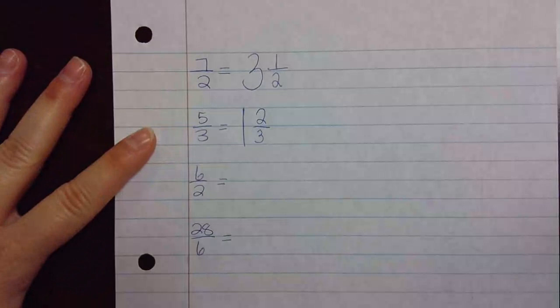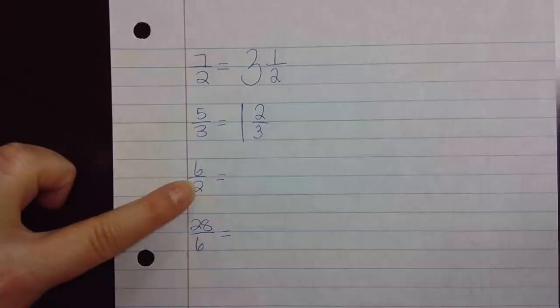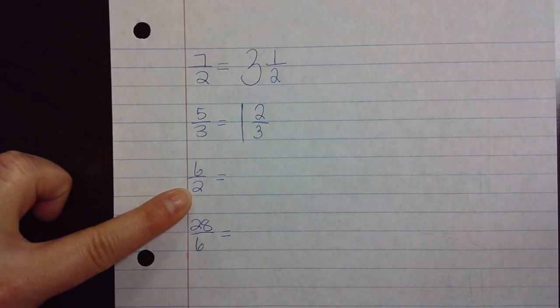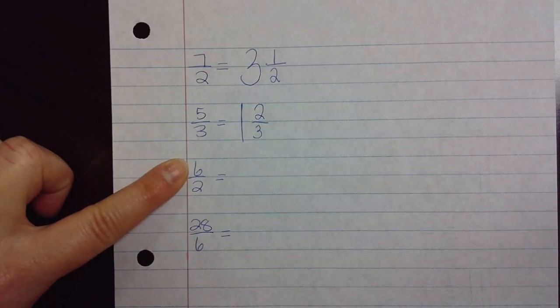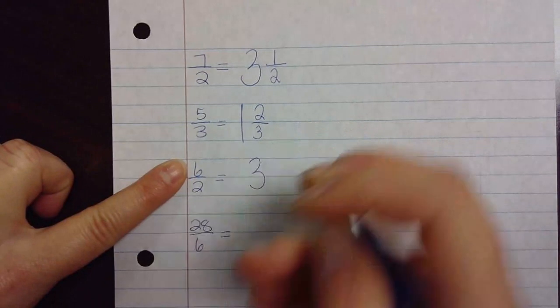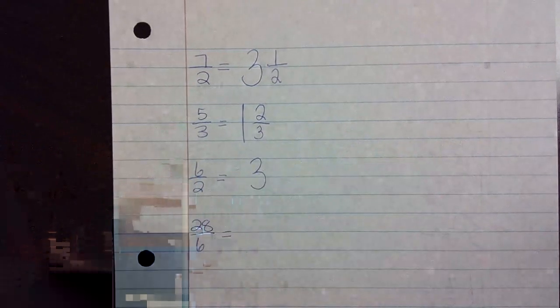What if I have 6 halves? Well, again, 2 halves make a whole. So how many times does 2 go into 6? 2 goes into 6 3 times. What is 3 groups of 2? 6 exactly, right? So I don't need any more halves. It goes in there 3 equal times.